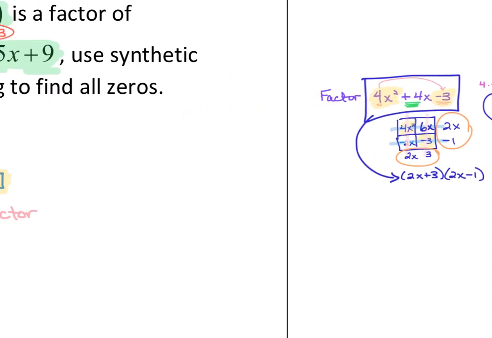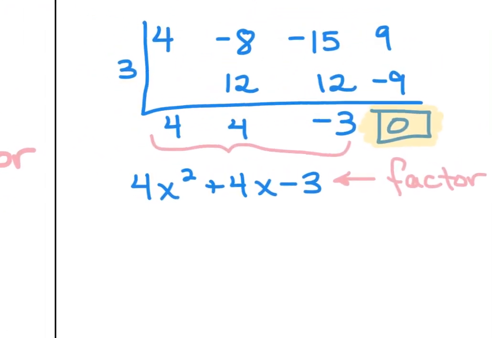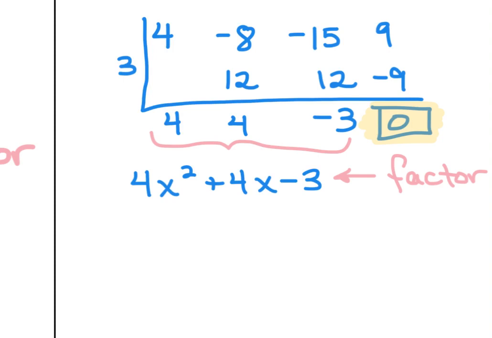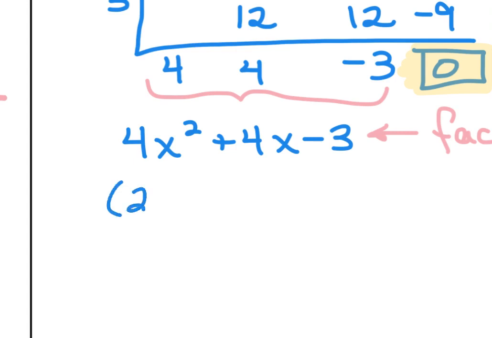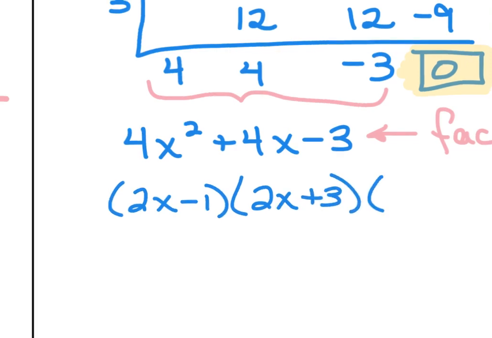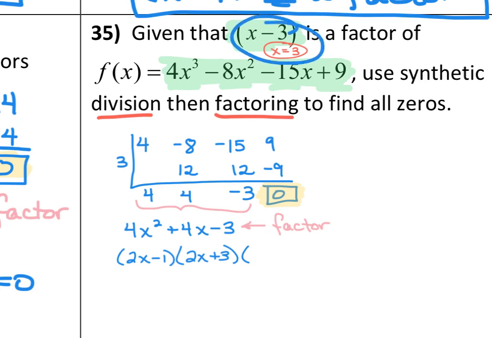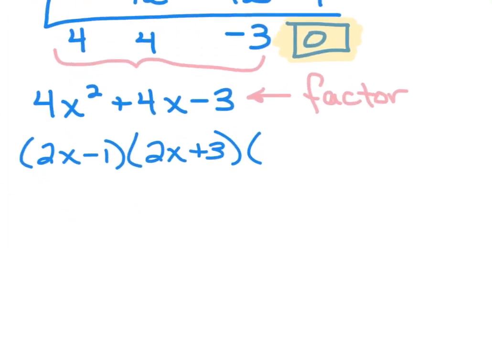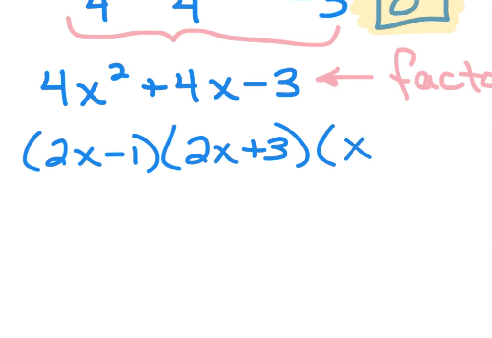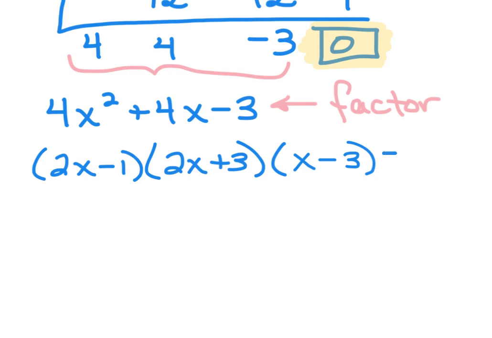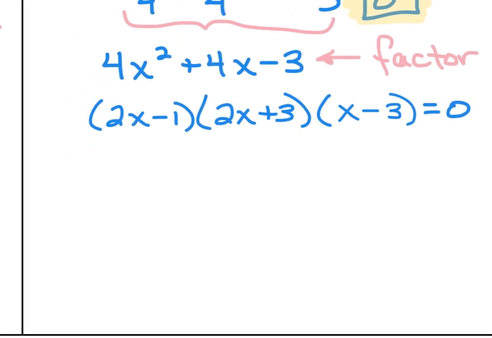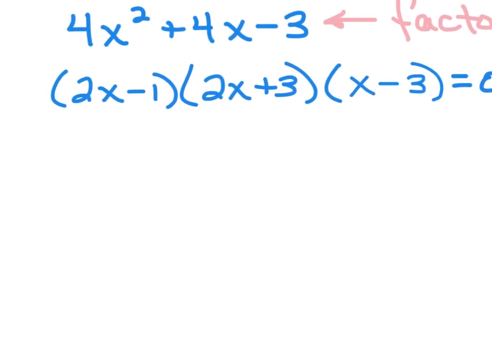Now, hopefully those of you who fast forwarded are back with us. And let me write this out then. 2x minus 1 times 2x plus 3. And then I'm going to go back up and I'm going to snatch that factor from the beginning of the problem, the x minus 3, and I'm going to include that in there and set the whole thing equal to 0. And then set each of the separate factors equal to 0.